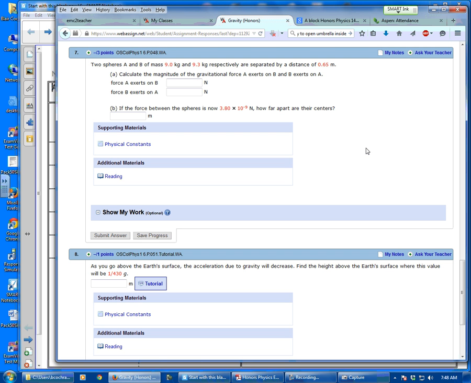So, what do we expect these forces to be, the same or different? These two that in A that they asked for, the force on A by B and the force on B by A. What do we expect? Same or different? Same. Exactly the same.